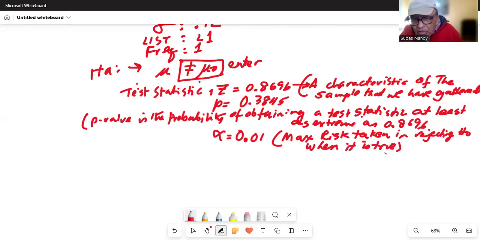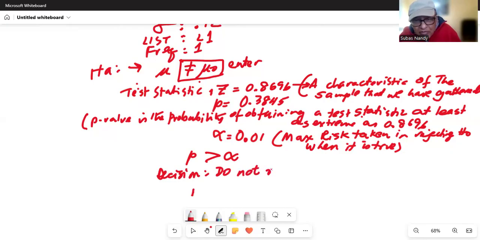So at this point, we compare P. If we find out P is greater than alpha, that means there is a high probability of getting a test statistic at least as extreme as 0.8696. That means the null hypothesis could be true. When P is greater than alpha, the decision is do not reject H0.